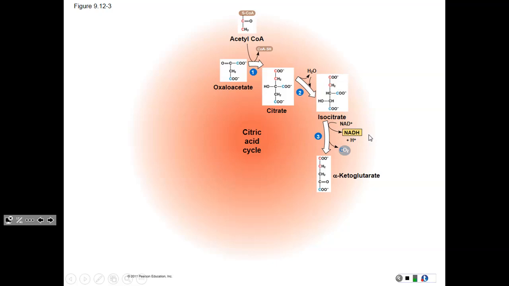The substrate that that enzyme works with is isocitrate. Guess what the name of the enzyme is? That's isocitrate dehydrogenase. That's the third enzyme in the citric acid cycle. The thing that converts isocitrate to alpha-ketoglutarate is isocitrate dehydrogenase.